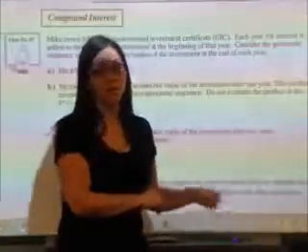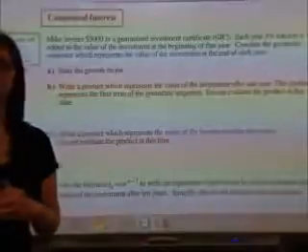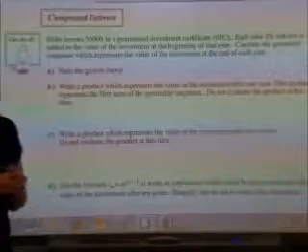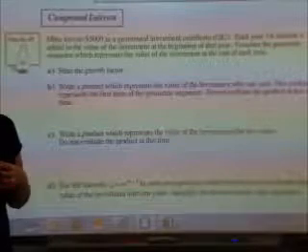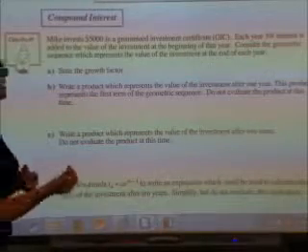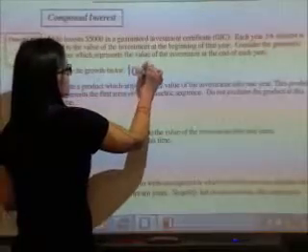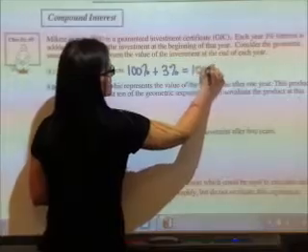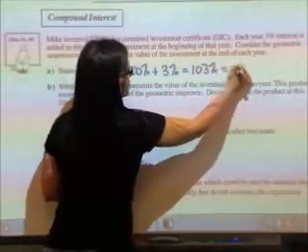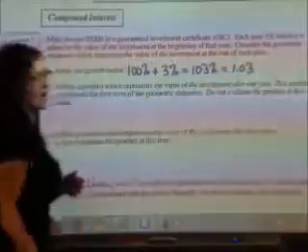So what is my growth factor? Would be the 3%, but then I have to add that on to the 100% that I already have. So I'd have the 100% of the investment plus the 3% interest, which when I convert to a decimal, I get my 1.03. That's my growth factor.